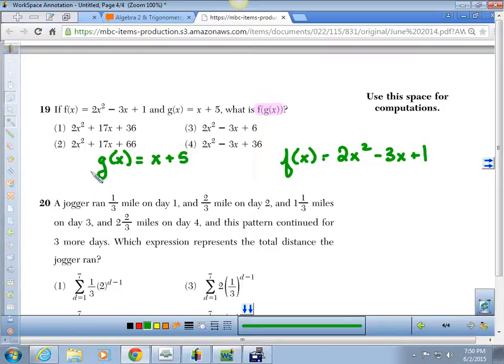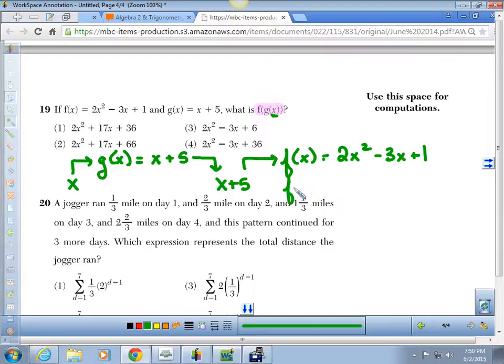And now, is there a specific number that they want me to run through this composition, or do they just want me to use the general x? They're asking me to use just the very specific x value. So I'm going to plug in x. And what happens when I plug x into g of x? What is outputted for me? X plus 5, right? X plus 5. And now, what am I going to do with the x plus 5? I'm going to plug it in up here.